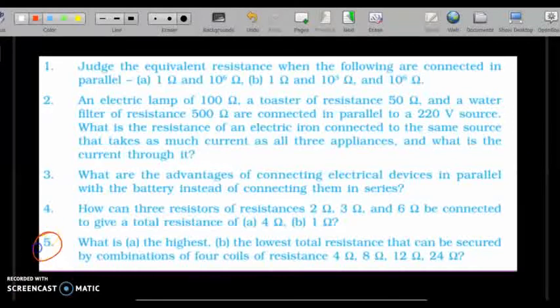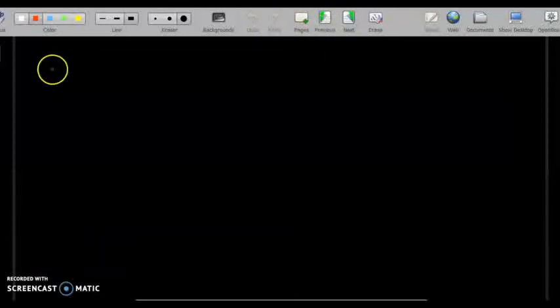So children, let us work the fifth problem, and we'll get the highest and the lowest total resistance because of the 4 coils. What are the 4 coils? 4 coils of 4 ohm, 8 ohm, 12 ohm, and 24 ohm. We know well that we get the highest resistance in a series combination, and the least resistance in a parallel combination.